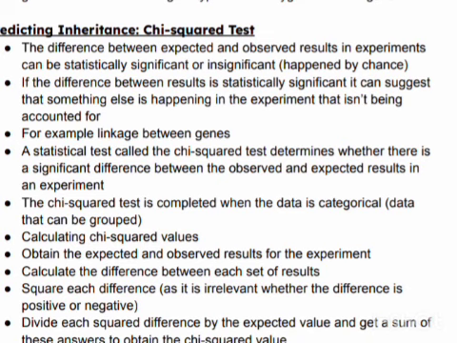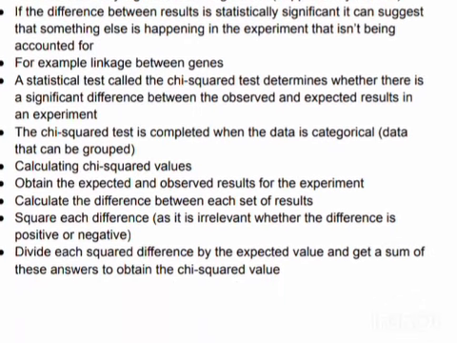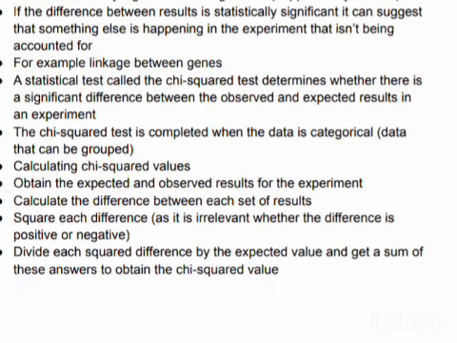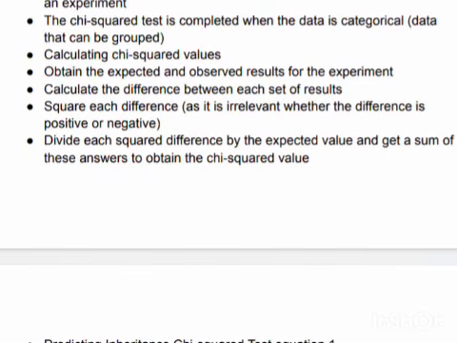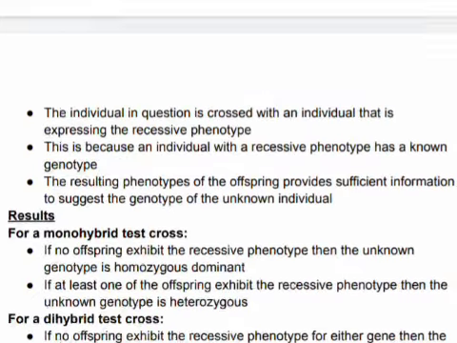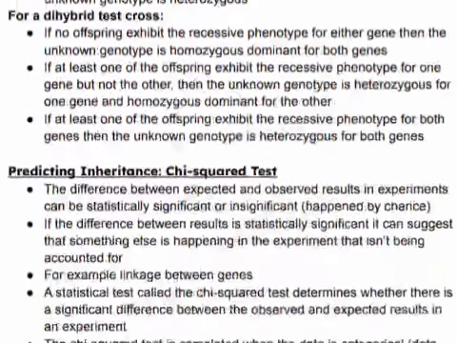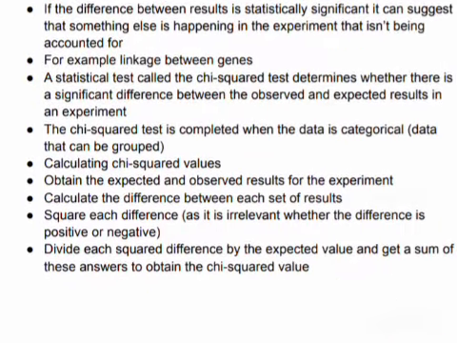For example, linkage. A statistical test called the chi-squared test determines whether there is a significant difference between the observed and expected results in an experiment. This chi-squared test is completed when the data is categorical, data that can be grouped. To do this, we need our observed and expected values.